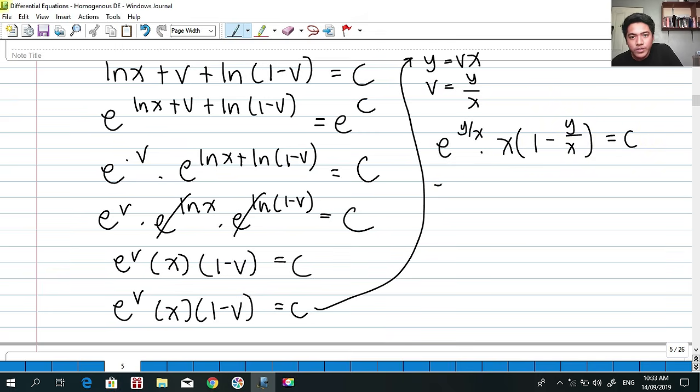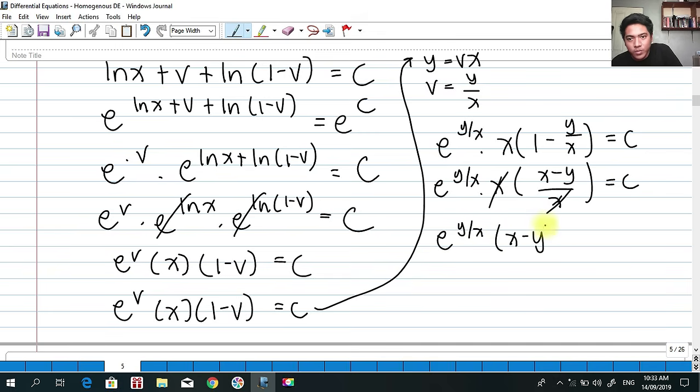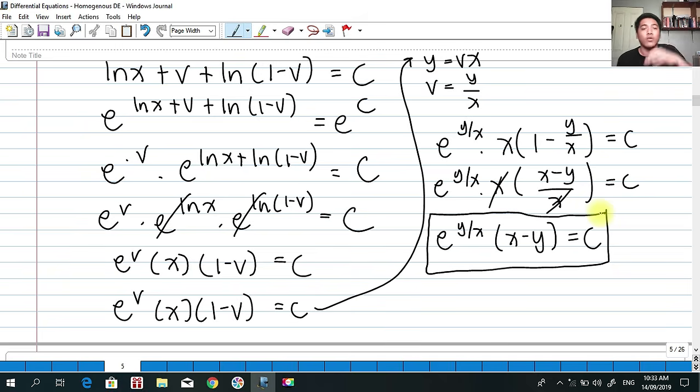Okay? And if we further simplify this, e raised to y over x times x, okay? This should be x minus y over x, okay, is equals to c. We see here that x will cancel. So we are left with e raised to y over x, okay, times x minus y is equals to c. Now, this is our answer for solving that homogeneous differential equation.